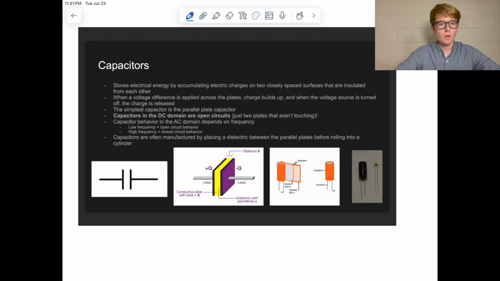Okay, so now that we've talked about resistors, let's move on to capacitors and inductors. So we'll start with capacitors here. I'm going to start off with just what a capacitor is and how we make it, right? Same deal as resistors. So basically the idea with a capacitor is that we can store electrical energy by accumulating charge between two plates. So the idea of a capacitor is I store energy in the form of charge.